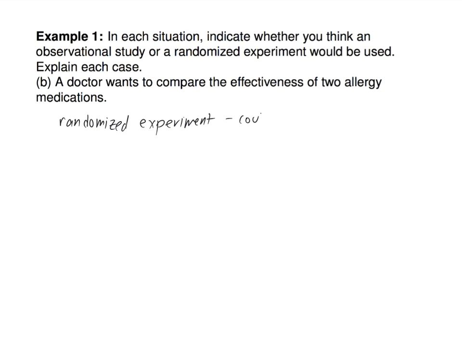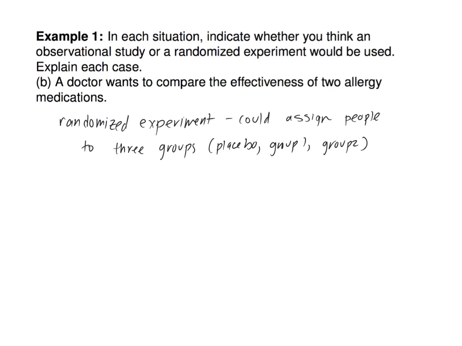You could assign people to, how many groups do you think you want to do? Just 2, 1 for each drug? Probably 3. Why would you want 3 groups? A control group, yep. And that would be the placebo or the control group, group 1, and group 2.